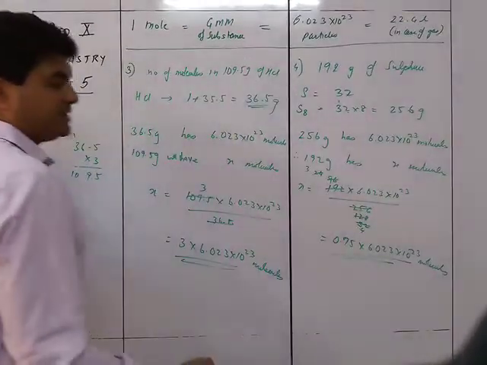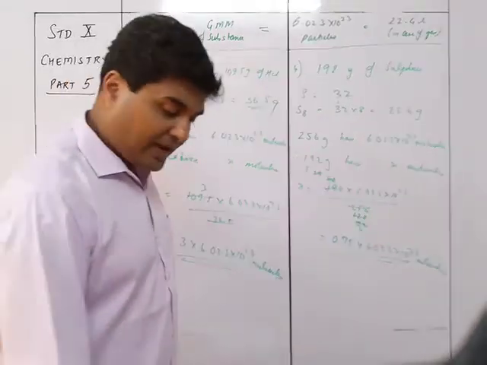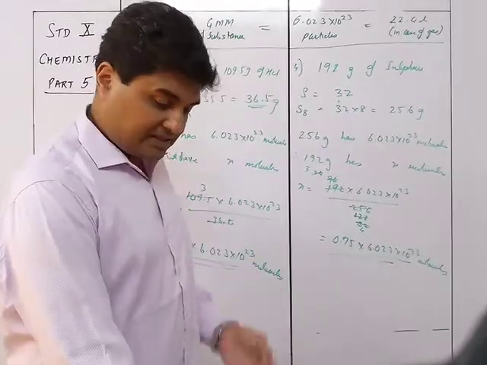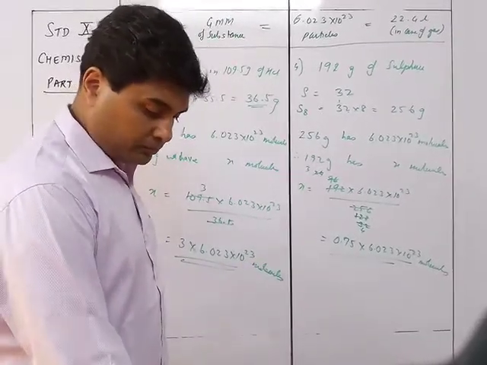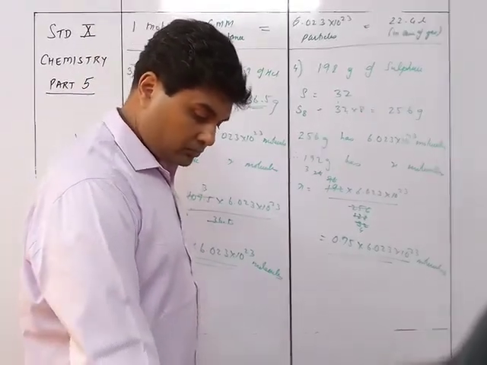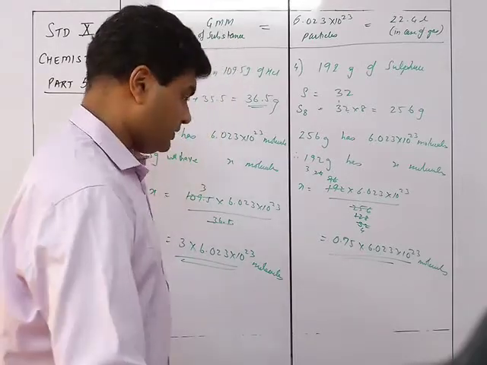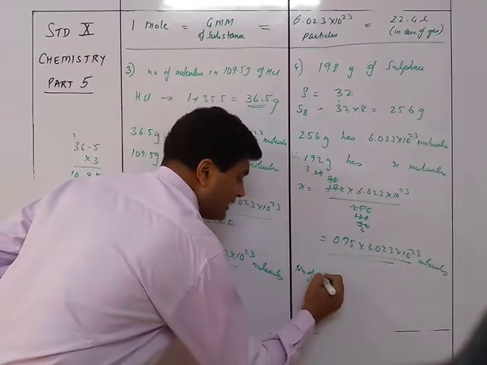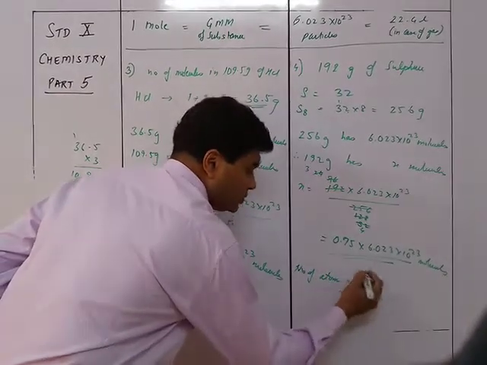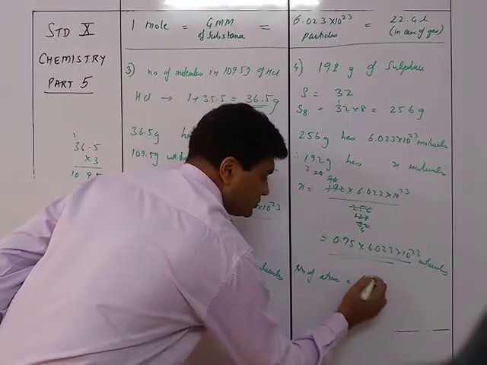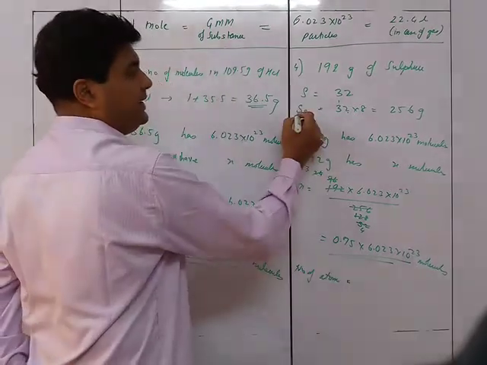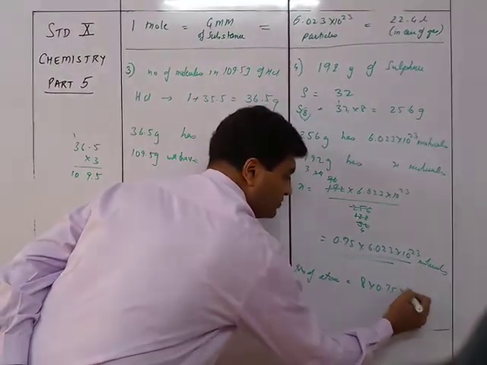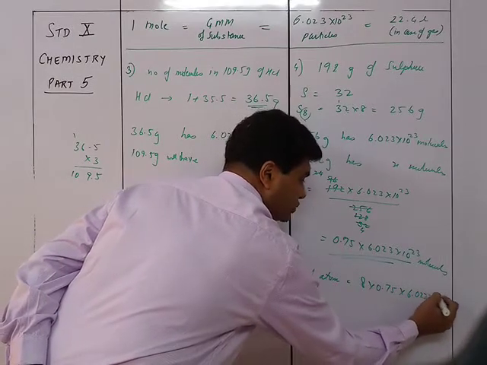Now the second question asks for the number of atoms. So number of atoms will definitely be 6 into, there's some mistake over here. Okay. And number of atoms. Sorry, it is 8 atoms in each molecule. So it will be 8 into 0.75 into 6.023 into 10 raised to 23.